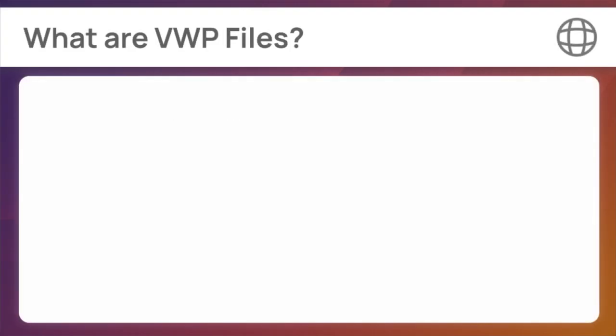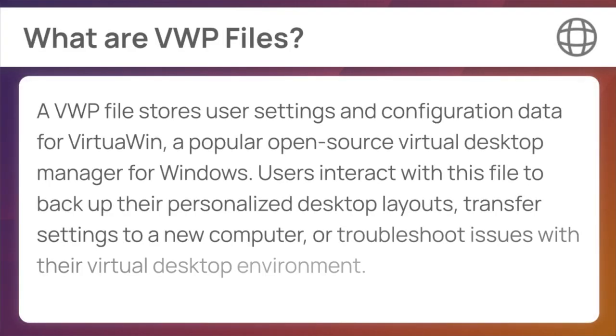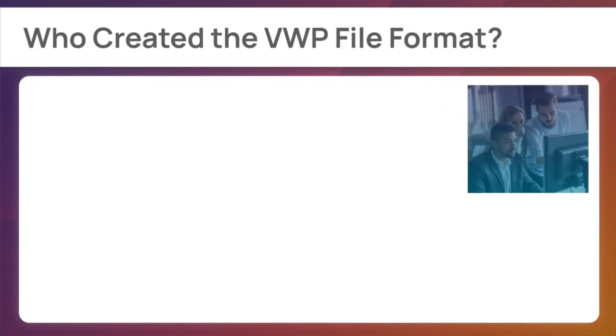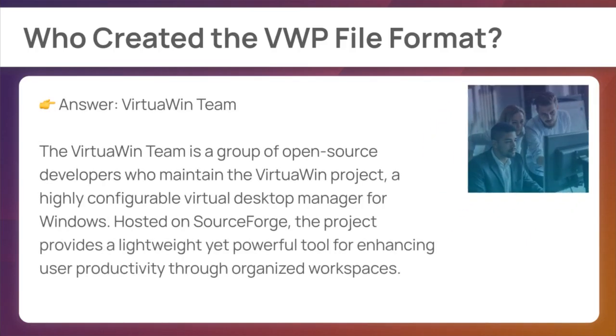A VWP file stores user settings and configuration data for VirtuaWin, a popular open-source virtual desktop manager for Windows. Users interact with this file to back up their personalized desktop layouts, transfer settings to a new computer, or troubleshoot issues with their virtual desktop environment.